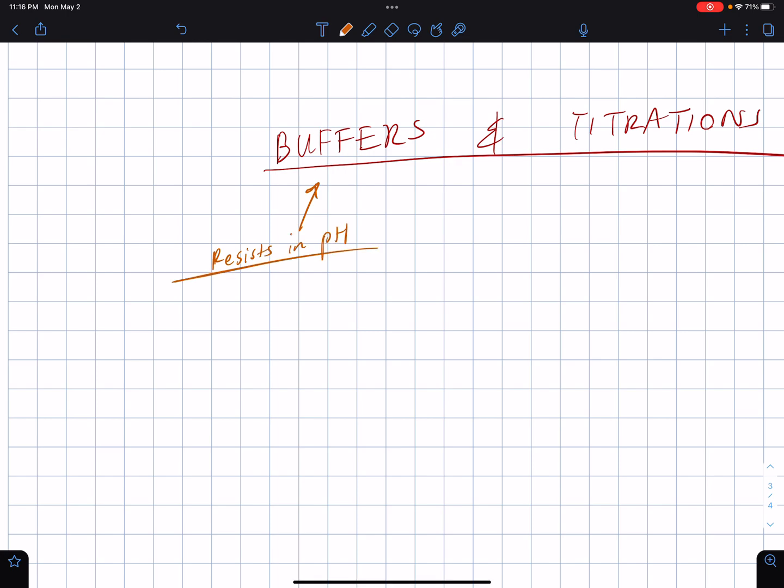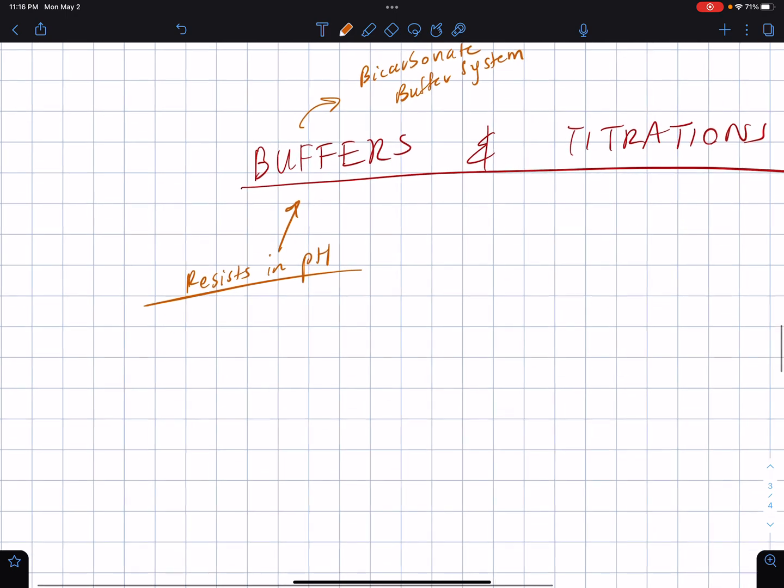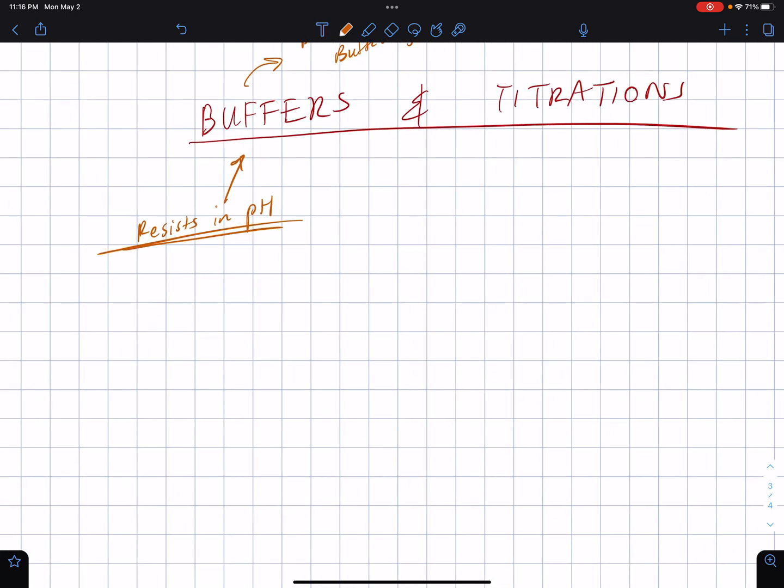A really good example of a buffer, which I discuss in another video on this channel, is the bicarbonate buffer system, which our own human body runs. This is to resist changes in pH. Our body likes to be around a particular pH range, and if it's disrupted from that pH, that can cause a lot of problems for us, and it can even lead to death. So it's really important that we have that buffer system in place so that we can resist those changes in pH. So that's basically what a buffer is.